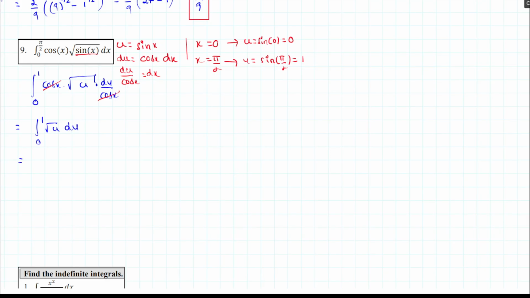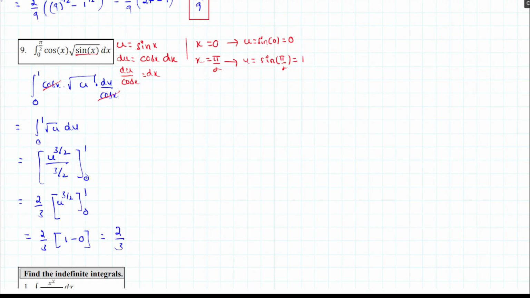The integration of square root u is u power 3 half over 3 half, and the limits are 0 to 1. So that is 2/3 u power 3 half with limits 0 to 1. When you substitute the upper limit 1 and the lower limit 0, we have 2/3. So that is just 2/3.